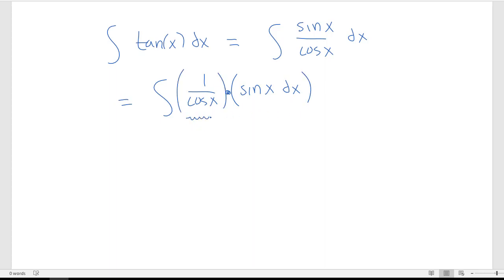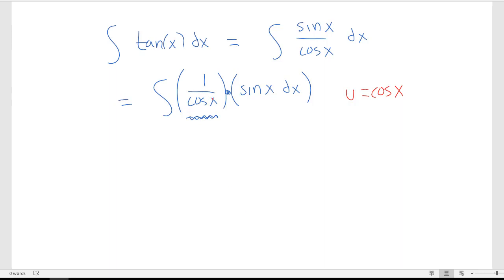I'm thinking of this as a term and this as a term. And this 1 over cosine is really a composition. How is it a composition? Well, the outer function is 1 over x, and the inner function is cosine of x. So cosine is the inside of the composition. Remember, if these are supposed to work, the derivative of the inside of the composition should appear elsewhere in the integral, and it does in this case.